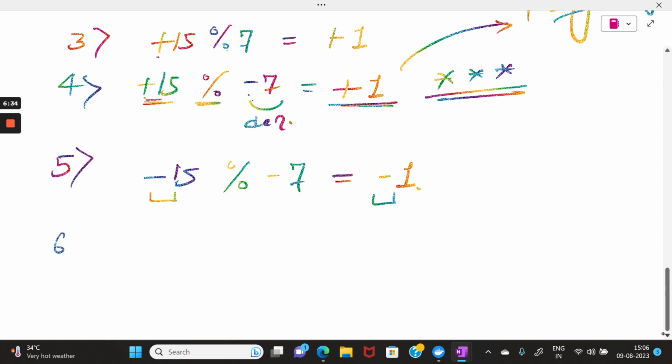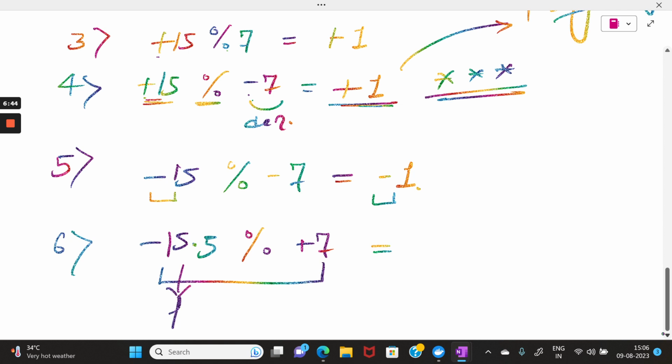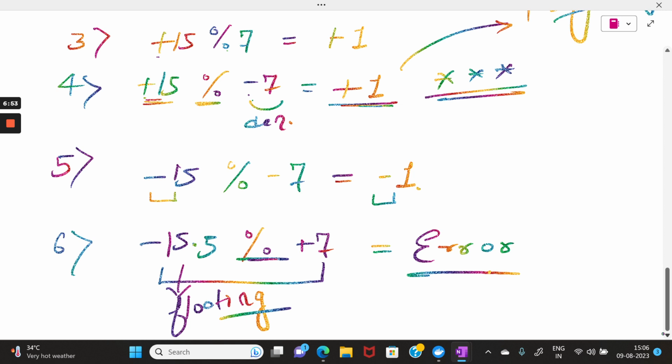Then we have minus 15.5. It is a floating point number. So as I already mentioned in the rule, if any of the operands is a floating point number, then we are going to get an error because the modulus operator does not work on floating point numbers.